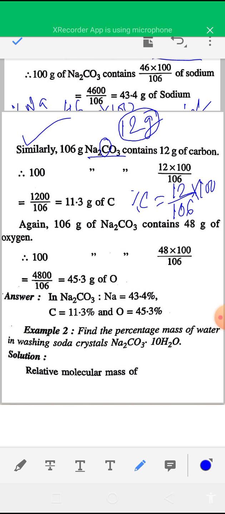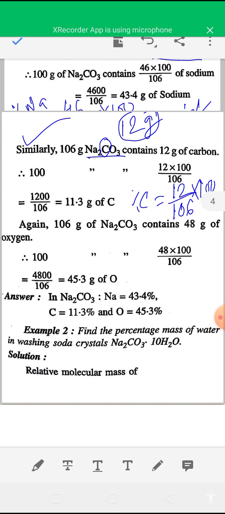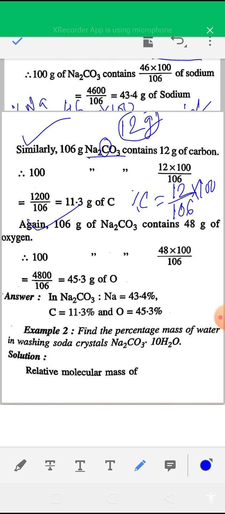Similarly you can calculate percentage of oxygen in one molecule of Na2CO3. In one molecule of Na2CO3, there are 3 oxygen atoms. 1 oxygen means 16, so 3 oxygen means 3 into 16, that is 48. So 106 gram Na2CO3 contains 48 gram of oxygen, because there are 3 oxygen atoms in one molecule. So 100 gram Na2CO3 contains 48 divided by 106 into 100.